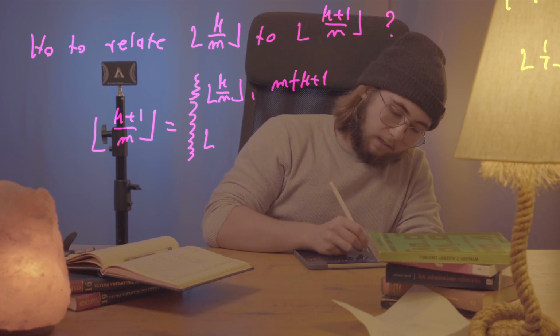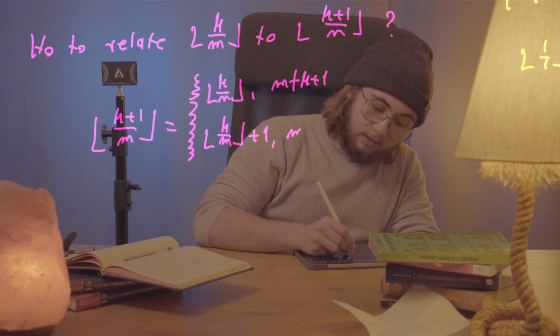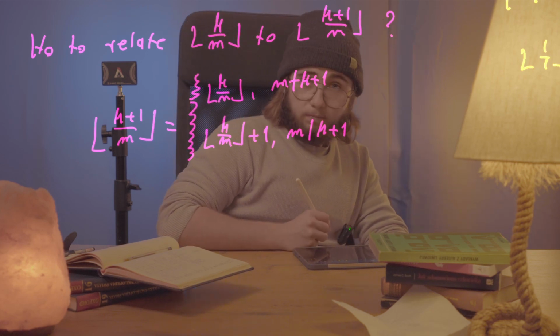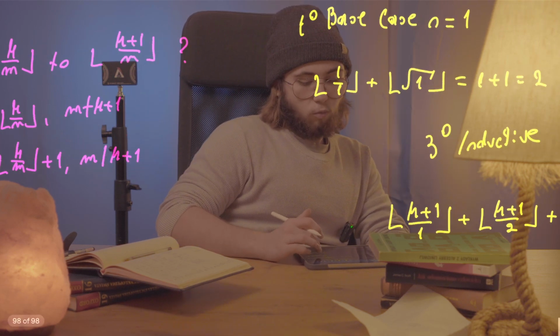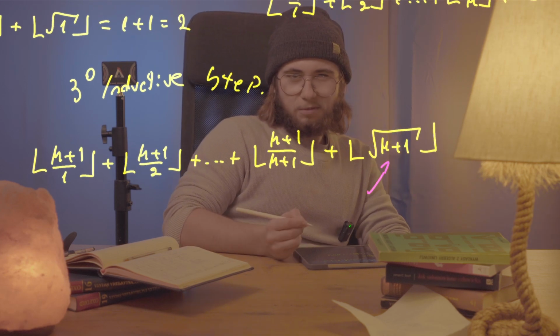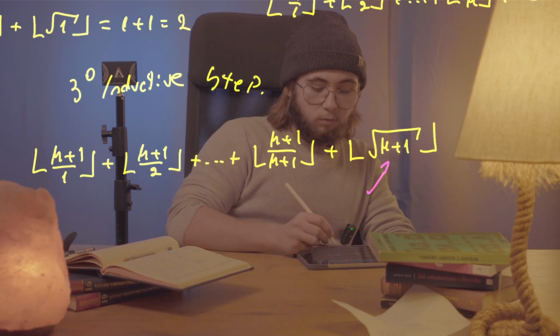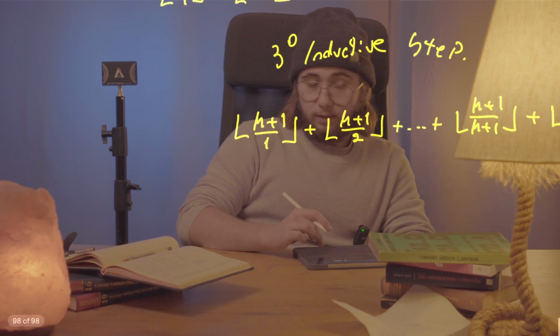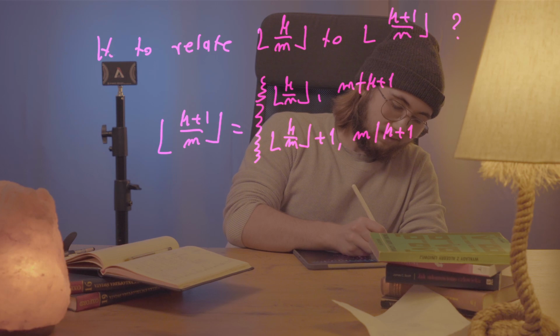And then we have the second case, where k is going to be equal to the floor of k over m plus 1, in the case of m actually dividing k plus 1. Lovely. Okay, so we have that checked out, but there's still one more problem, because here we have this floor of the square root of k plus 1, and how do we relate the floor of the square root of k plus 1 to the floor of the square root of k?